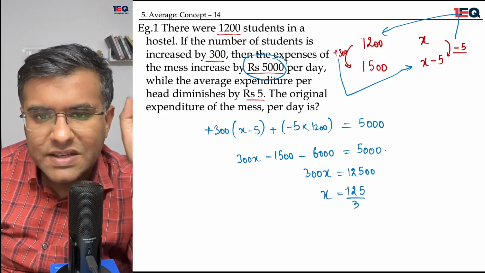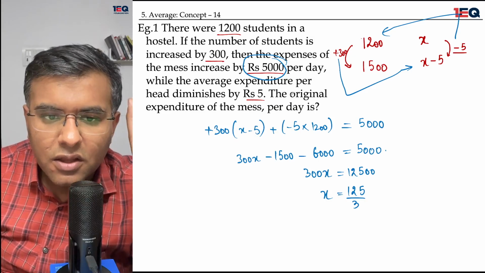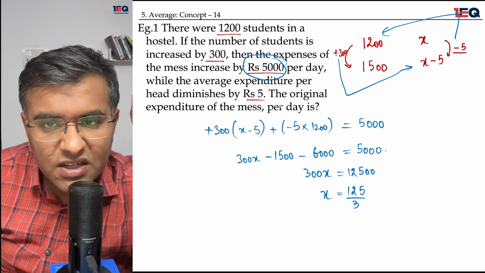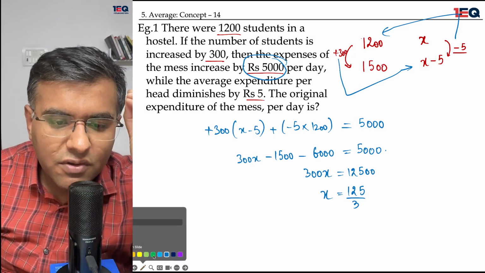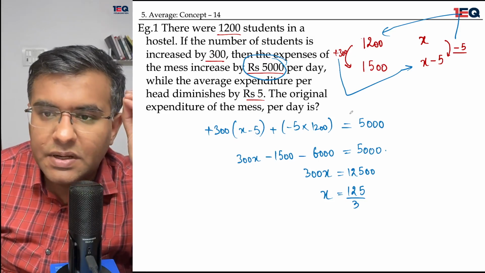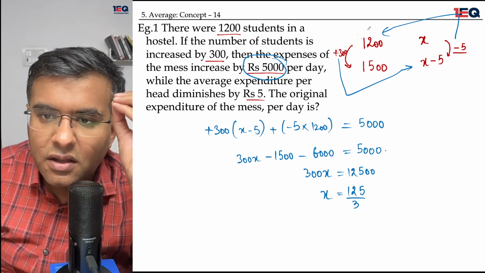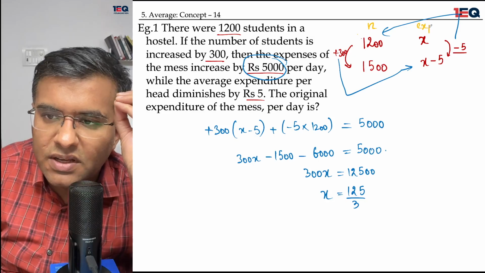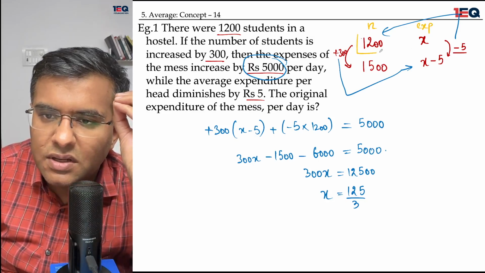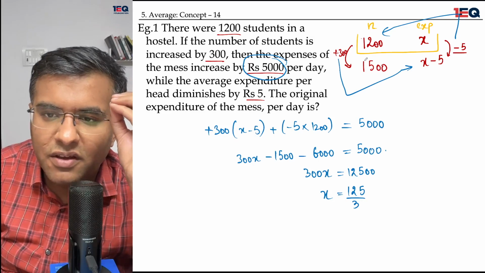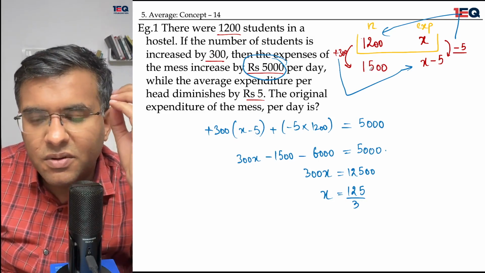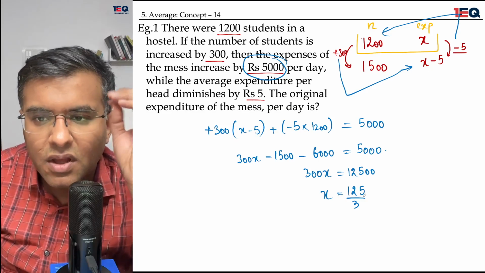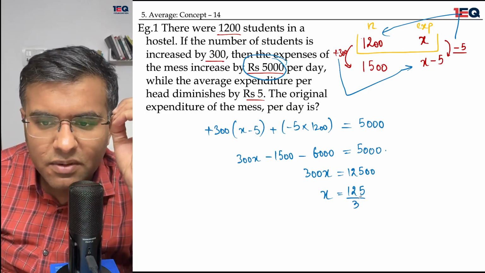Now the question being asked is, the original expenditure of the mess needs to be found out. If I wish to point out the original expenditure, I can see that these were the number of students, and this was equal to the expenditure. So the original expenditure would be 1200 into 5, and the new expenditure would be 1500 into x minus 5. We already have the value of x available with us.